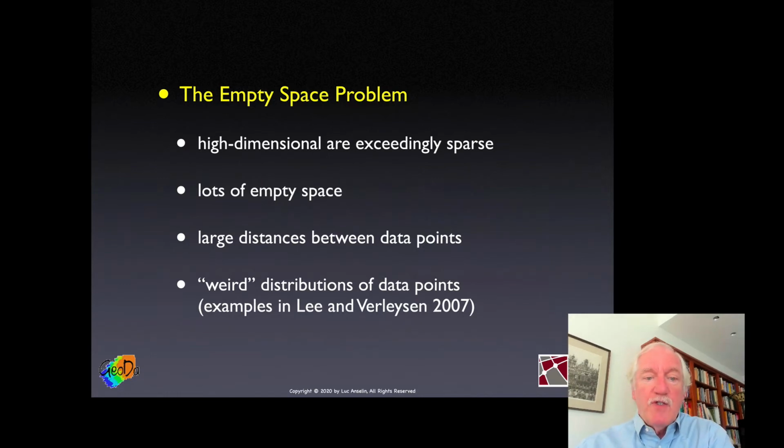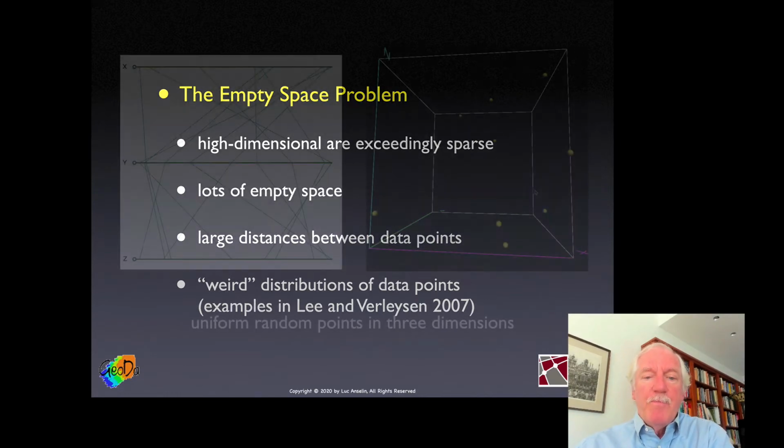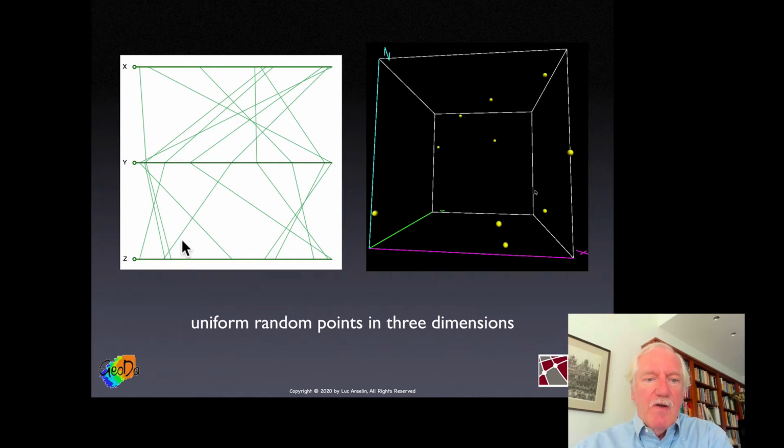To illustrate this empty space problem, I have this simple example here. We'll see this plot in a little bit. This is a parallel coordinate plot, but it shows on each single dimension 10 randomly spaced points. So we generate 10 random numbers and we see where they are on the axis.